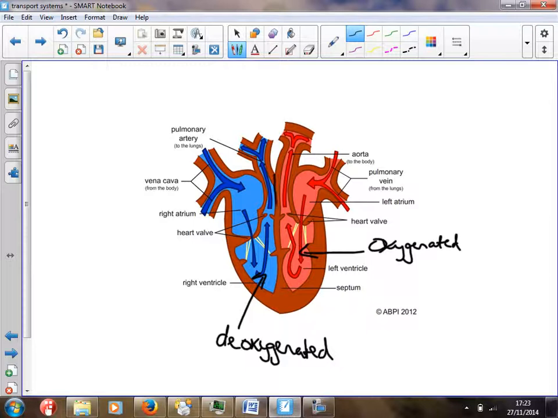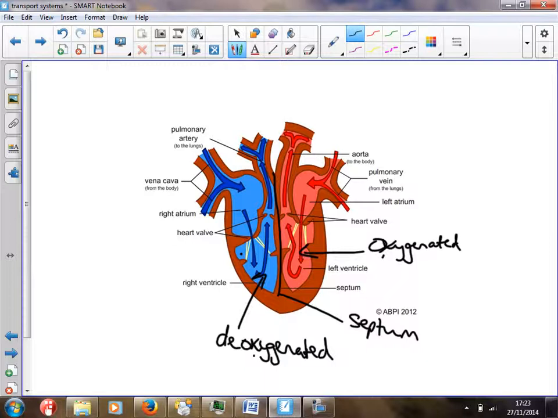This bit in the middle, you'll all remember, it's called the septum. It prevents mixing of those two. If that and that mix, you're in all kinds of trouble, because it means that the tissues of your body are not getting nice oxygenated blood. They're getting a mixture. They're getting some oxygenated blood, but some deoxygenated. And it means you're going to be struggling to get enough oxygen to your muscles and tissues.